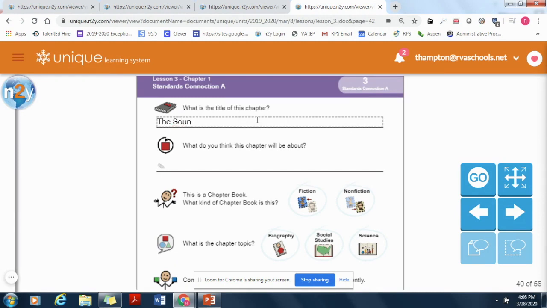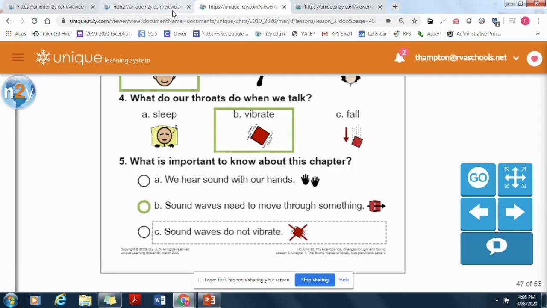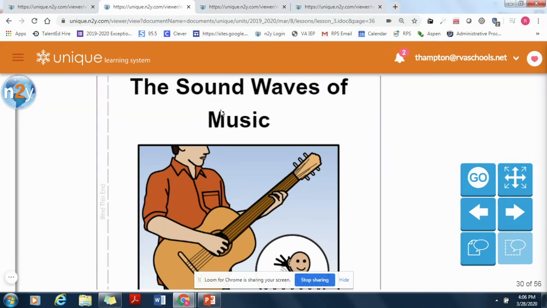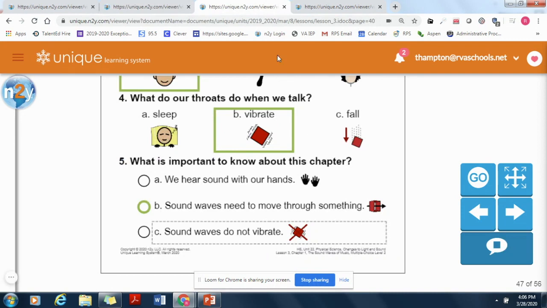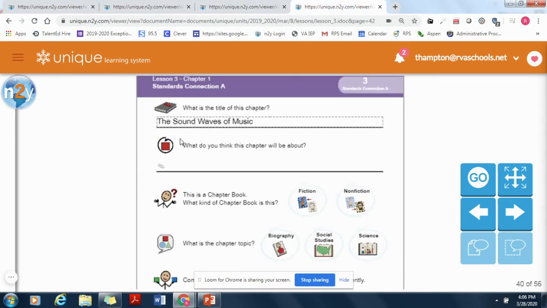Oops, I spelled it wrong. Now, why did I capitalize all of those words? The Sound Waves, not of, but Music. Why did we capitalize all of those? Because it's a title. That's absolutely right. And of has this fancy category. It's called a preposition, and we wouldn't necessarily capitalize that. But the most important information of the title we do capitalize.